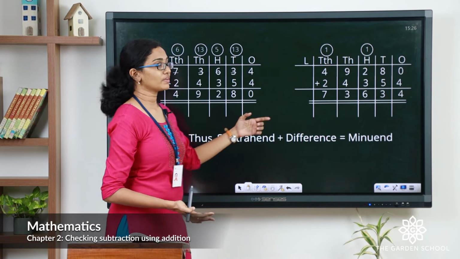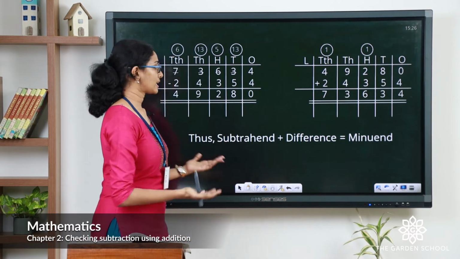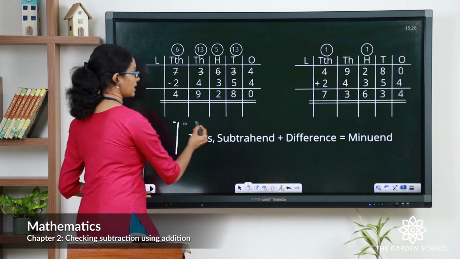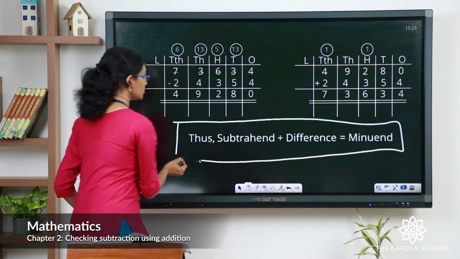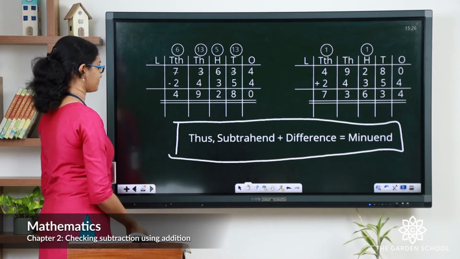Why? Because when we did the addition with the difference and the subtrahend, we got the minuend again, and hence you have to keep this in mind. While doing subtractions, you can use this property to check if the subtraction is done correctly.